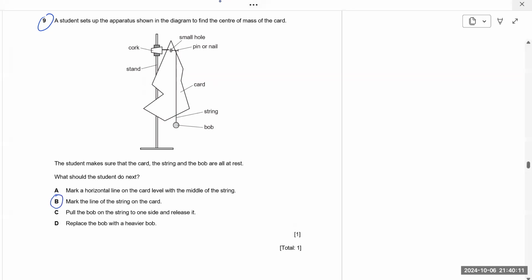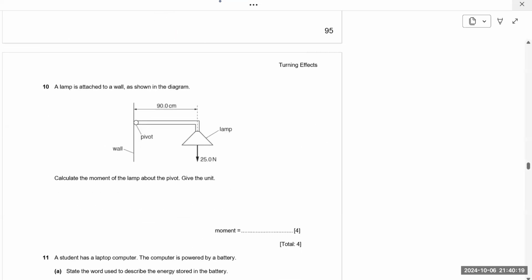yes. pull the bob on the string to one side and release it. أكيد لا. replace the bob with a heavier bob. لا برضه. okay.